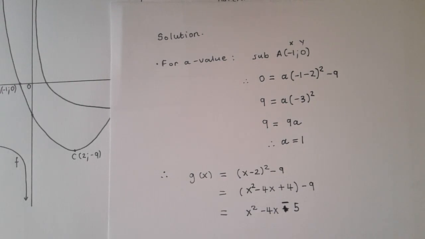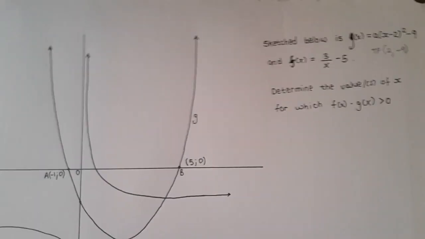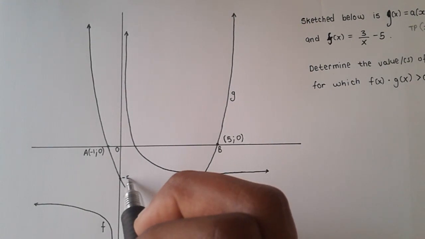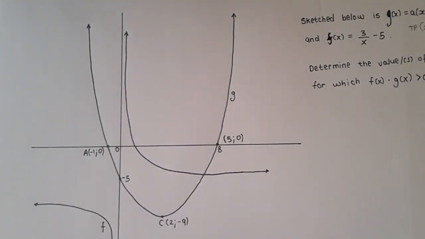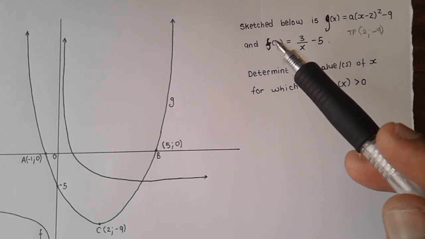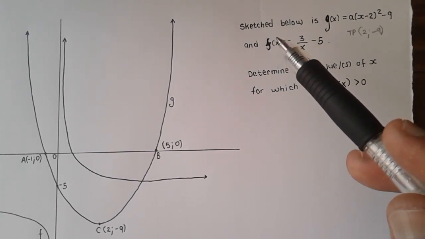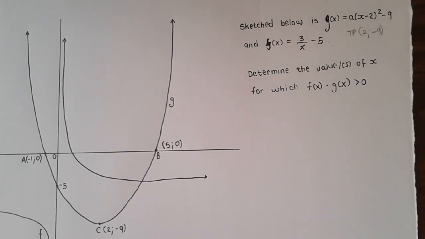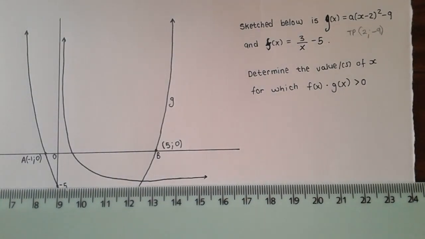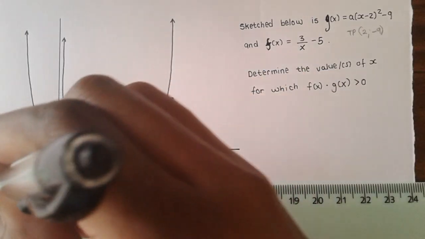Why did I want to find the equation of g of x in standard form? Because I know that this minus 5 is the y-intercept. Going back to the sketch, we now know that this point is the point (0, minus 5). What else did we say about minus 5? We said that minus 5 is the horizontal asymptote for the graph f. Which means that through this line, or through this point, we're actually going to have a horizontal asymptote.